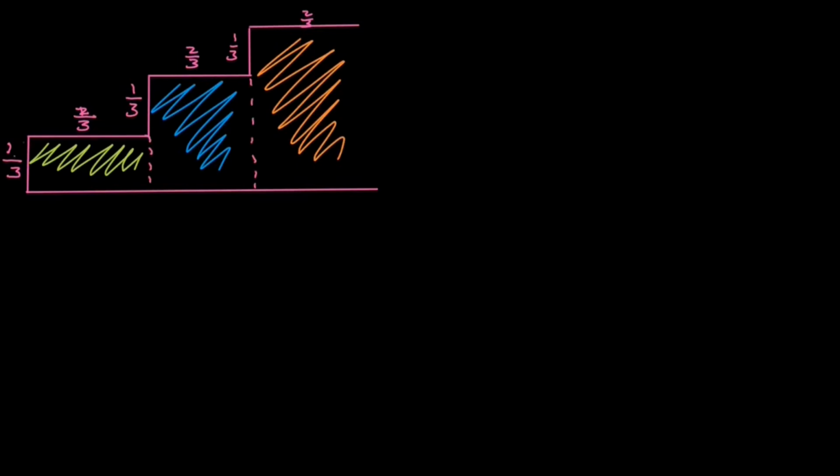Well, that's easy enough. The area of a rectangle is length times breadth, so this would be 1 over 3 times 2 over 3. And now over to the blue section.